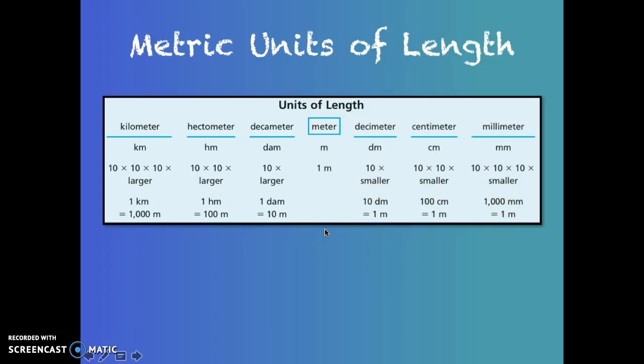Now let's go the other direction. Here, these units are getting larger by 10 times. So it takes 10 meters to make up 1 decameter. It's going to take 100 meters to make a hectometer, and this is getting 10 times larger again. It's going to take 1,000 meters to make up 1 kilometer. So a kilometer is a very large distance. A millimeter is very, very tiny.